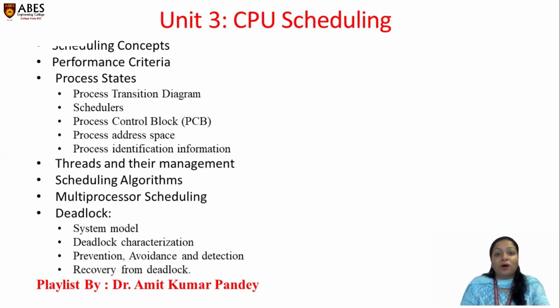Next, we will understand about scheduling algorithms. Here, we will focus on many algorithms conceptually, and also we will cover GATE numericals for practice. Next, we will understand multiprocessor scheduling. And then again, we will be covering a very important topic, that is deadlock. First of all, we will understand what is a deadlock, what are the different characteristics of a deadlock, and how we can prevent a system from deadlock, how we can avoid deadlock, how we can detect the deadlock, and lastly, how we can recover from the deadlock.